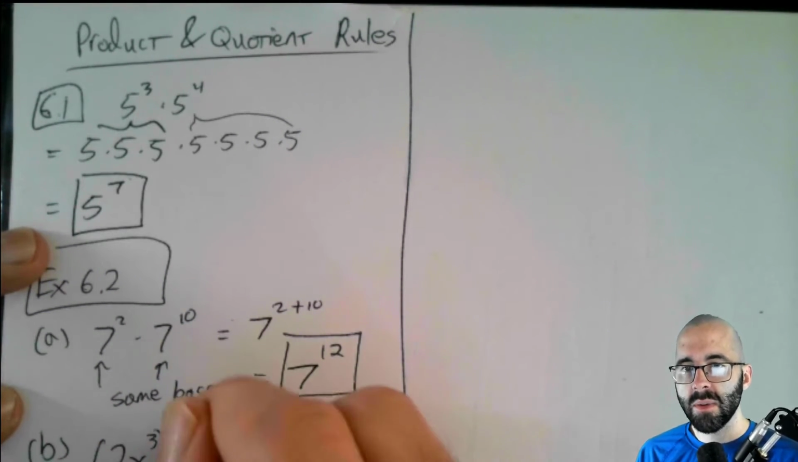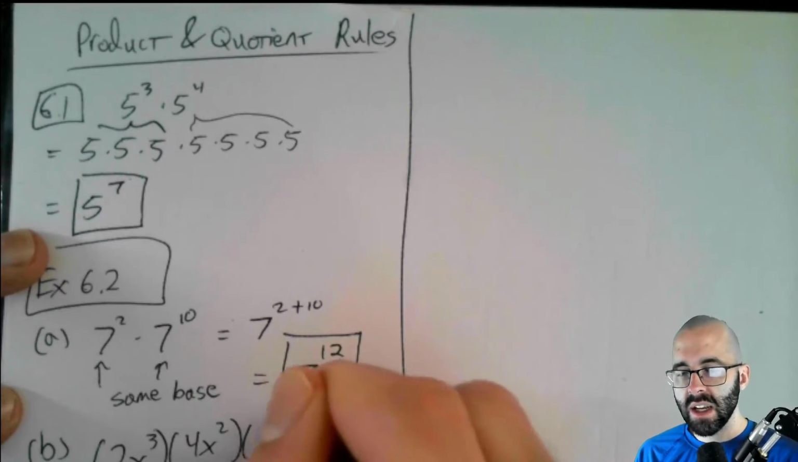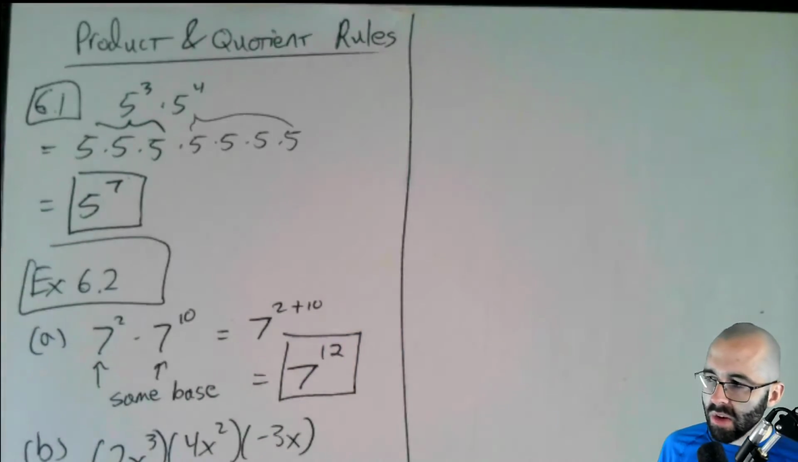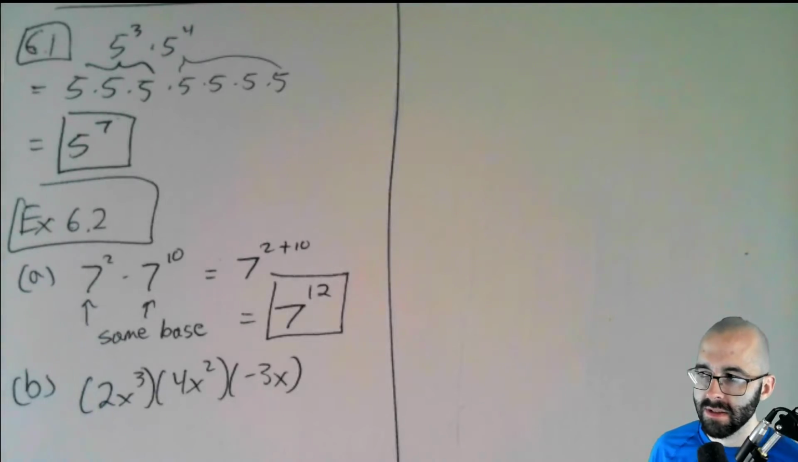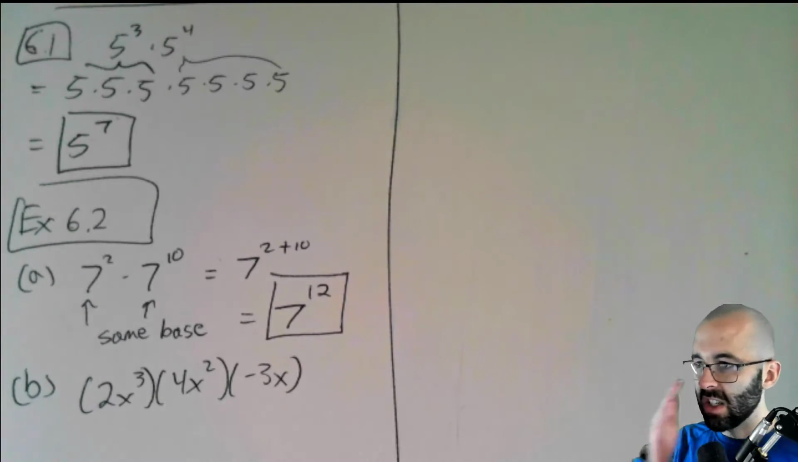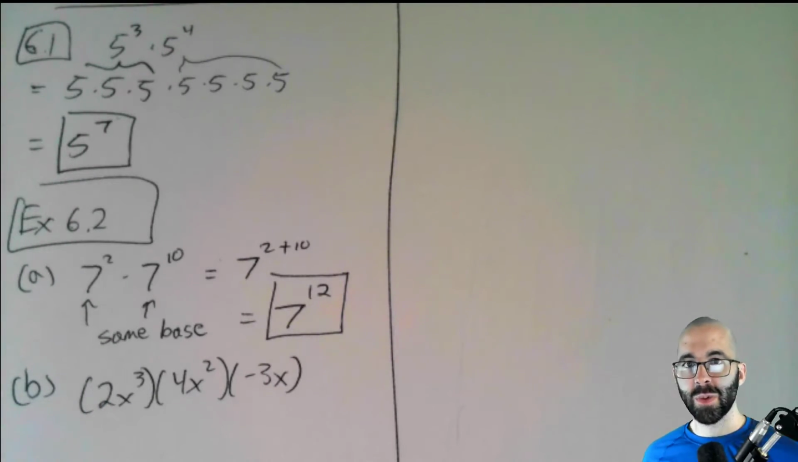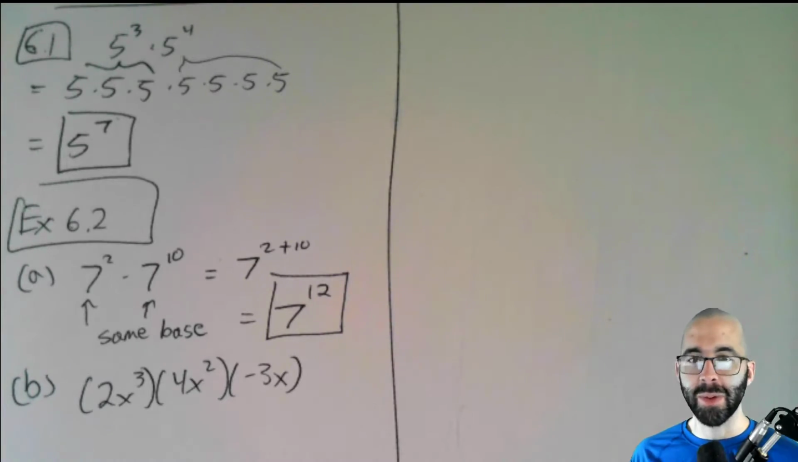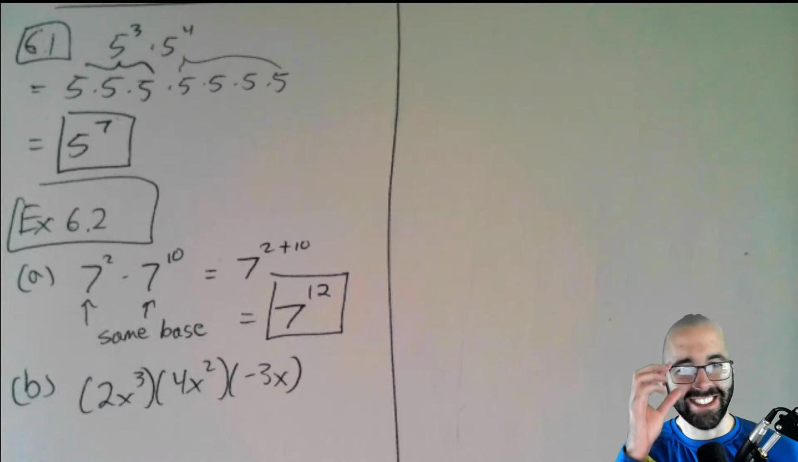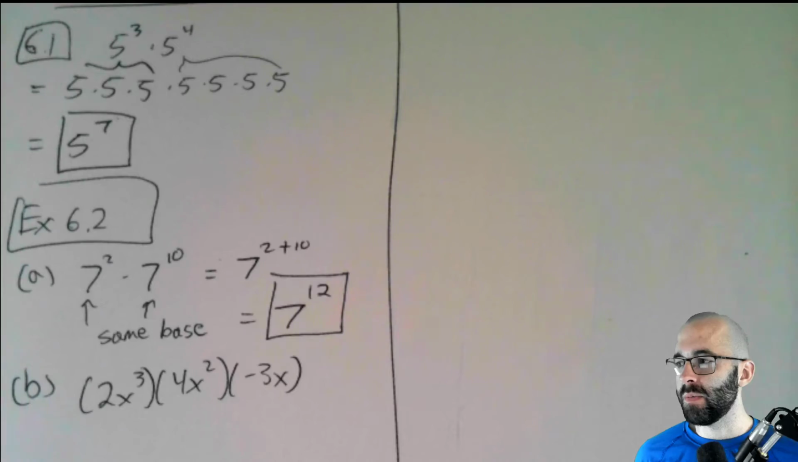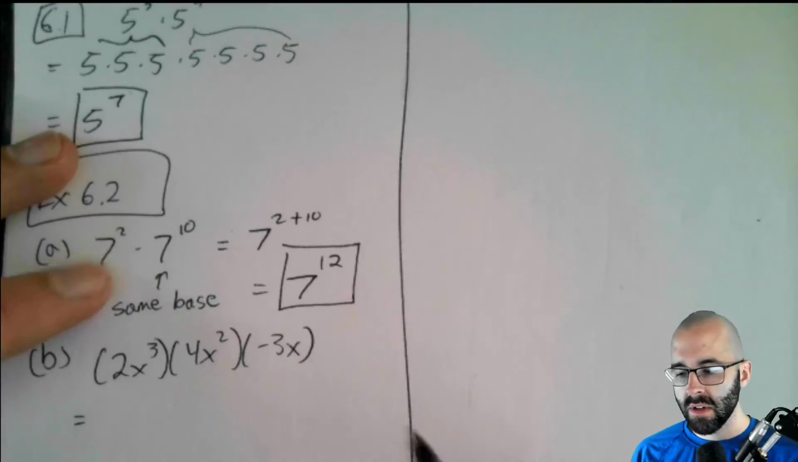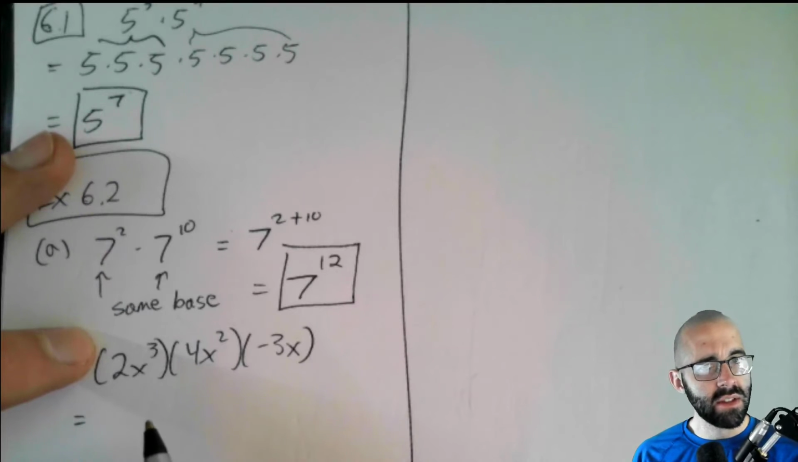2x cubed times 4x squared times negative 3x. Now, don't let the parentheses fool you here. These parentheses are honestly useless. These parentheses have no point, no purpose in life. Oh dear, it's getting existential. We don't need them.